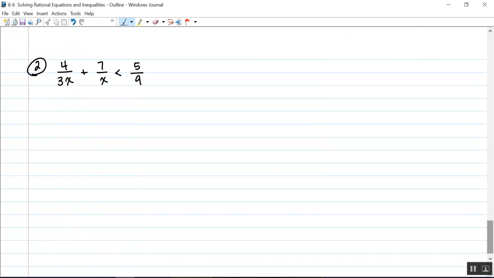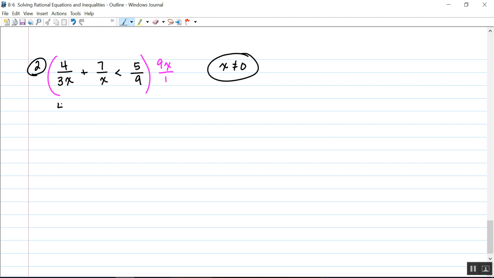Let's take a look at one more example here. Here I have 4 over 3x plus 7 over x is less than 5/9. So my excluded values: x cannot equal 0. That's going to be one of the values I put on my number line. Now my common denominator is going to be 9x, so let's multiply everything by 9x over 1.